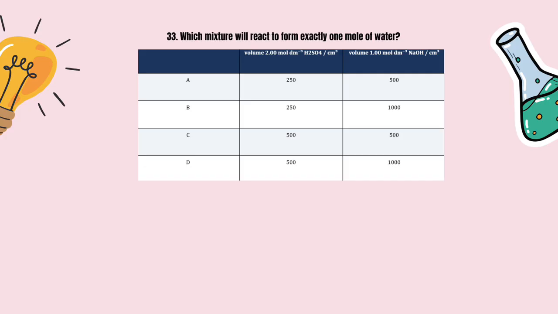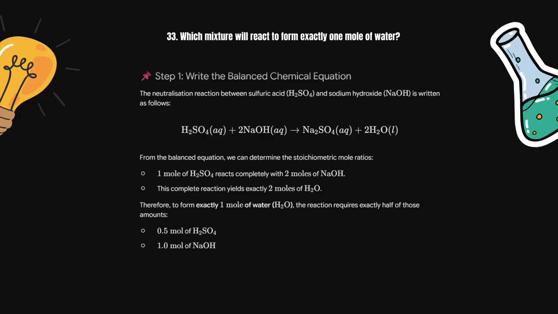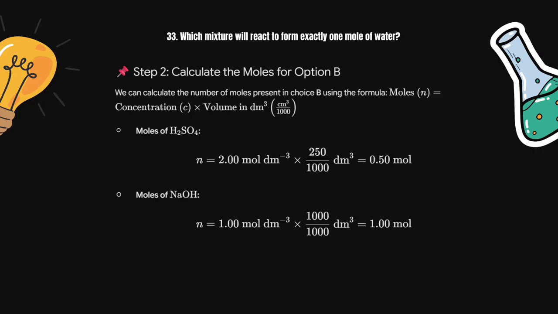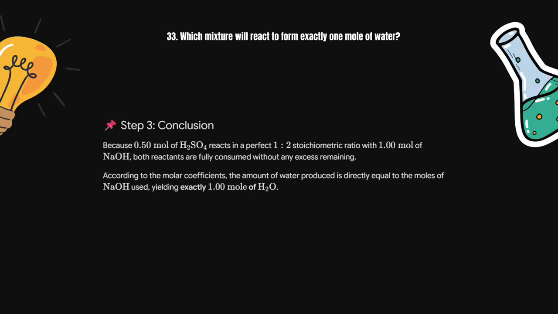And then next, it's question number 33. It's asking which mixture will react to form exactly 1 mole of water. First, you have to write the balanced chemical equation. And then step 2, you calculate the moles for option B. And then you're going to get your answer.